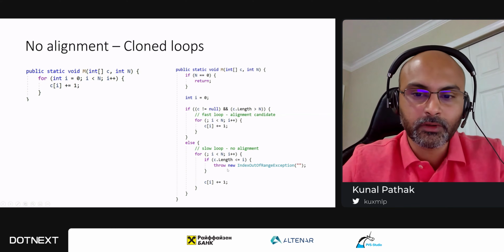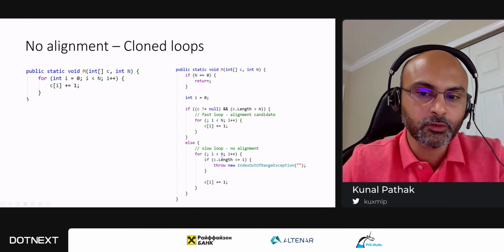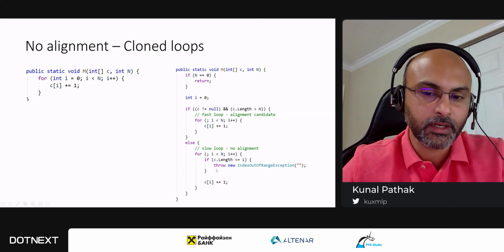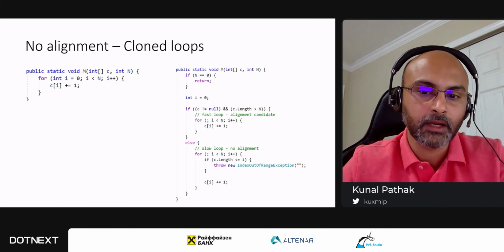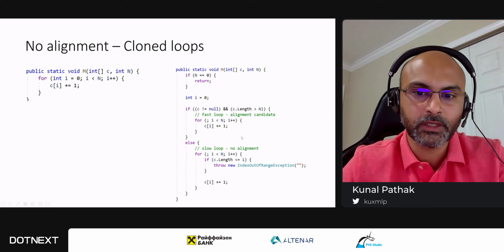And then there is a slow loop, where there are checks for the array bound in every iteration. So we just try to align the fast loop and not the slow loop, because the slow loops are infrequent and only occur in the exception code path. So we don't want to waste our memory by aligning the slow loops as well.